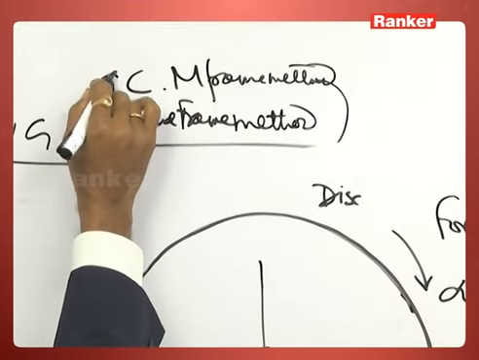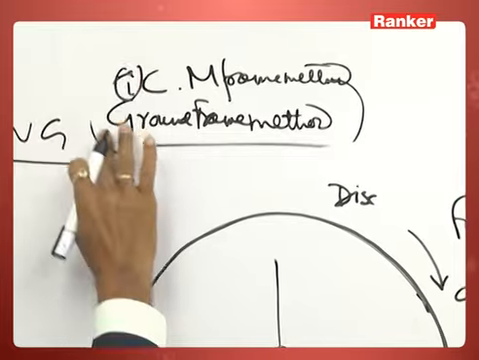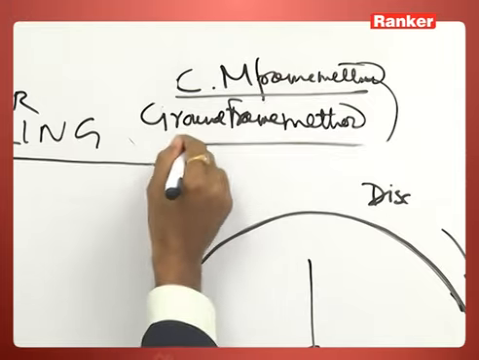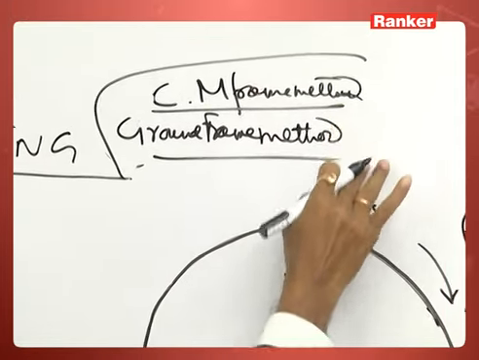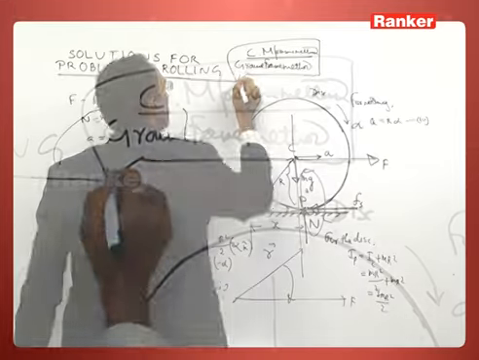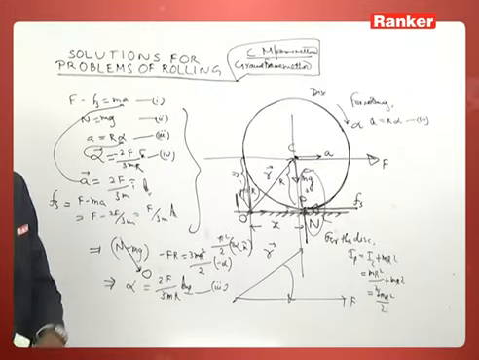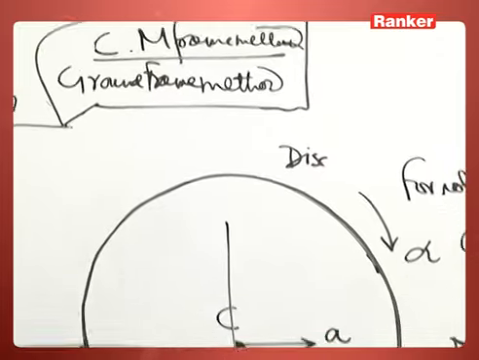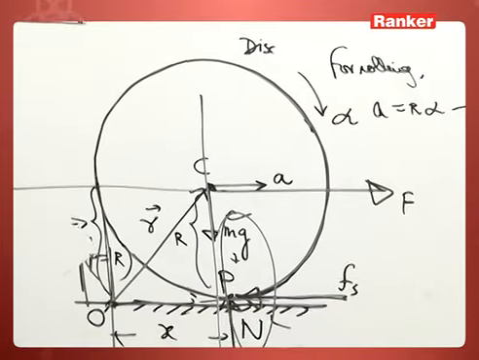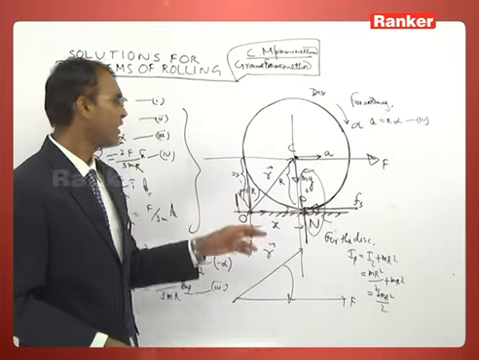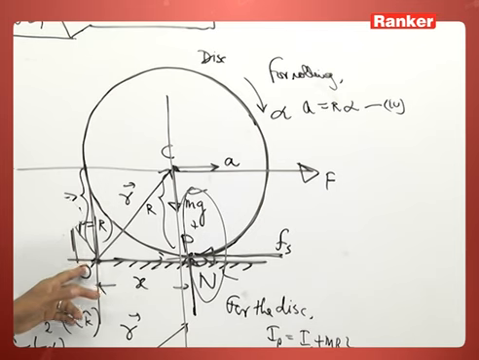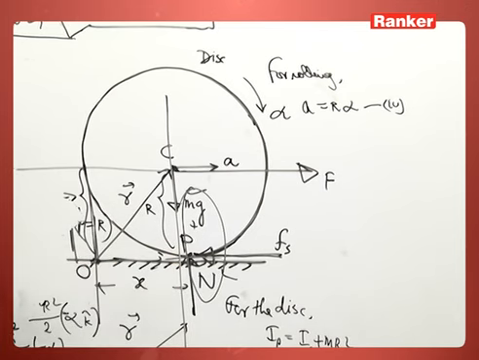In these two ways, we can solve the problems of rolling. In the center of mass method, torque is taken about the center of mass. In the ground frame method, torque is taken about any point fixed to the ground, or you can take this point here also, but there will be confusion.